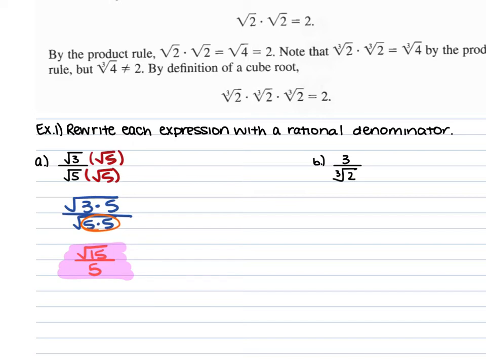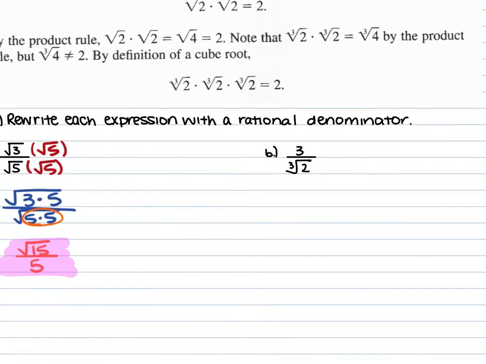For example B, we have 3 over the cube root of 2. For this one, in the denominator, we have the cube root of 2. That cube root of 2 cannot be simplified. So look at your index. Your index is 3. So we need to multiply the cube root of 2 by itself a total of 3 times. So we're going to multiply by the cube root of 2 times the cube root of 2. You multiplied 2 times on the bottom that you're adding in. Do the same to the numerator. So multiply the 3 by the cube root of 2 times the cube root of 2.